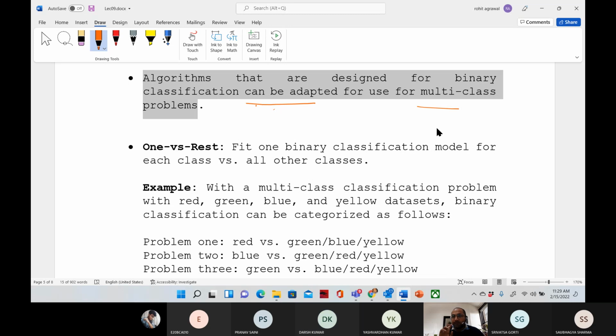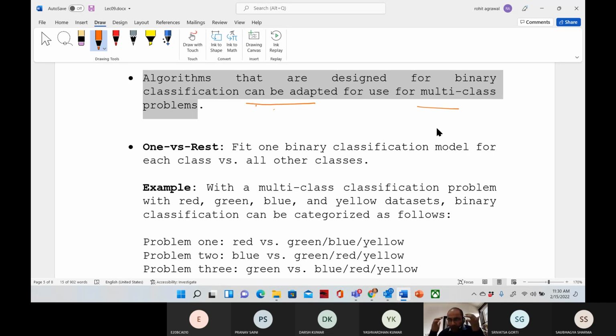Yes, sir. See, we discussed binary classification. In case of binary classification, we find some probability. We set some threshold, and based on the threshold, we decide whether it is class 1 or class 2. But in case we have more than 2 classes, suppose we have 3 classes or 4 classes, then how will it work?